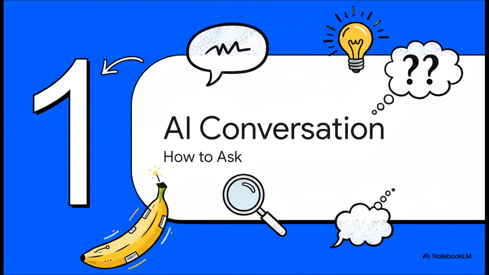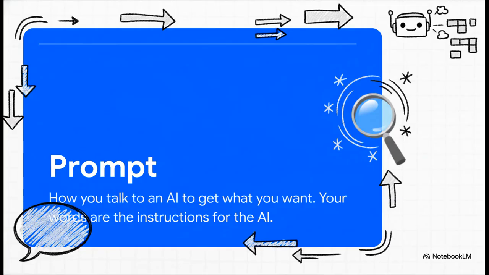Okay, Section 1, Mastering the AI Conversation. To get what we want out of the AI, we first have to figure out how to actually ask for it. And it all boils down to one simple thing, the prompt. Simply put, it's just how you talk to an AI to get what you want. Think of it like a conversation, except your words are the only instructions it has. So how you string those words together, well, that's everything. It's the difference between the AI getting your vision and just missing the mark completely.